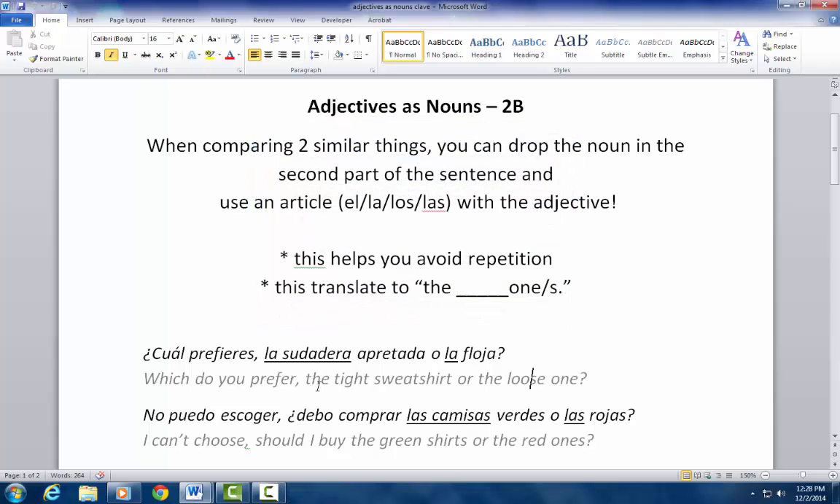Okay, no puedo escoger. ¿Debo comprar las camisas verdes o las rojas? I can't choose. Should I buy the green shirts or the red ones? Again, we use las because it goes back to las camisas. We don't want to say los or la or el because it always has to agree with the original noun.